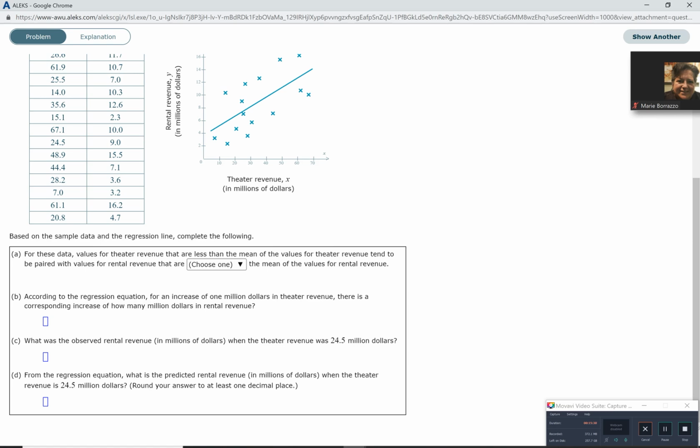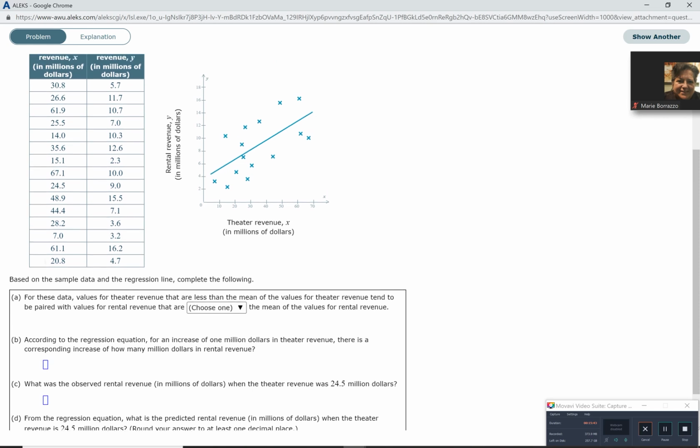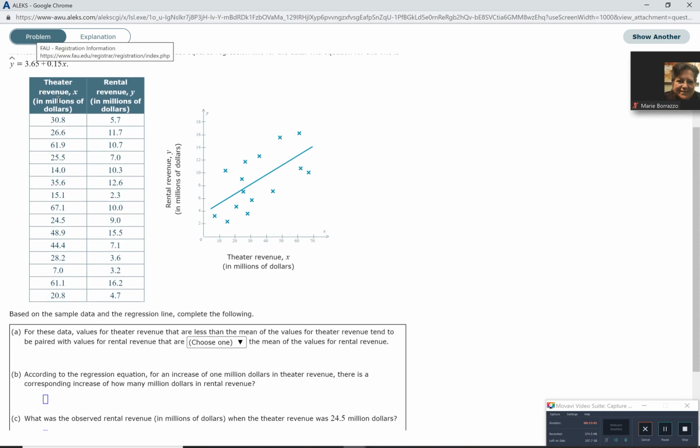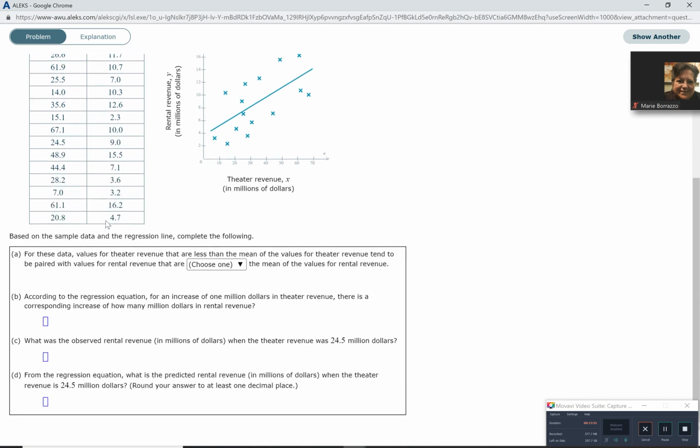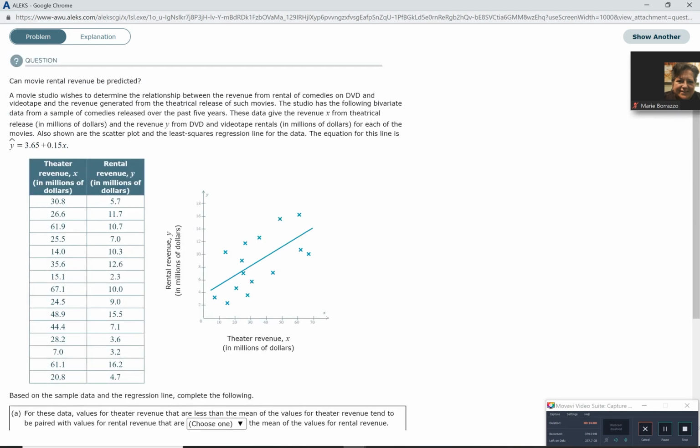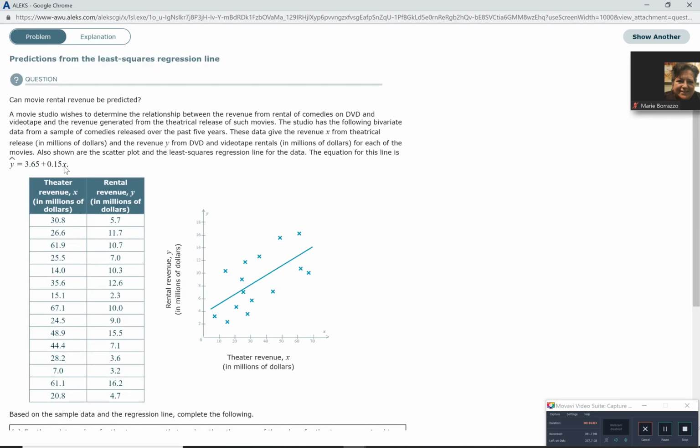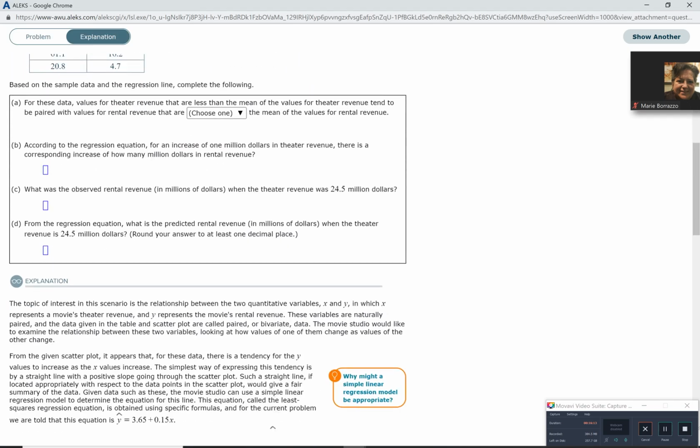What was the observed rental revenue in millions of dollars when the theater revenue was 24.5? So the theater revenue is 24.5 here. The rental revenue in the observed is 9.0. And when you look at part D, it says, well, how can we predict the value? So in this case, if I plug in the 24.5 for x and I multiply this, I'll have my solution. So let's look at the explanation so you can see what I'm referring to.